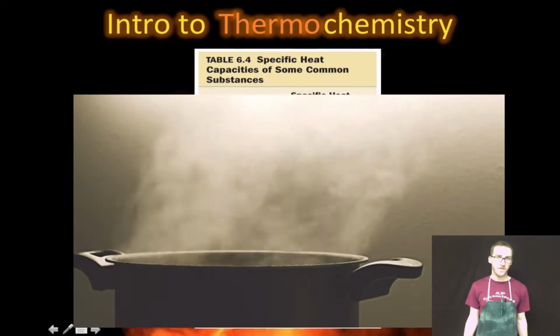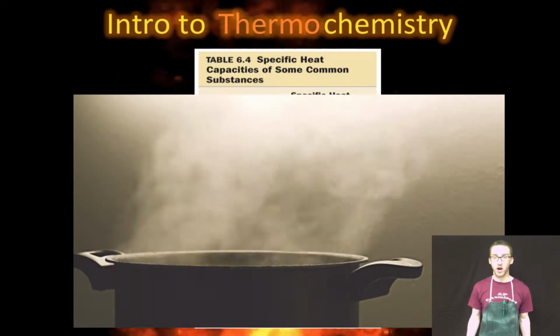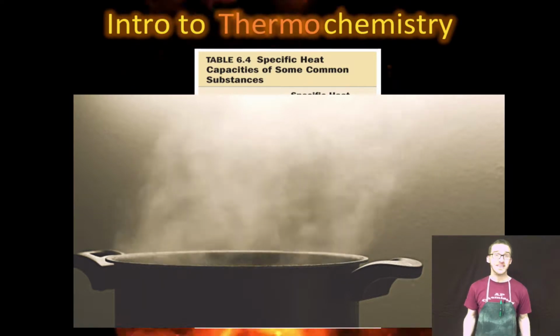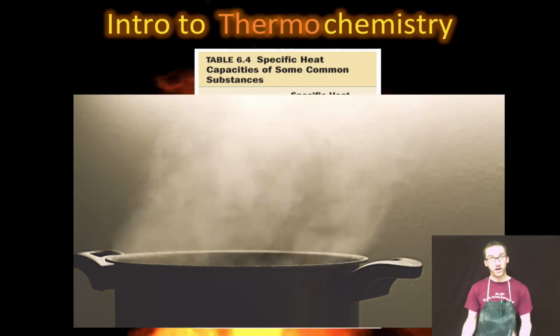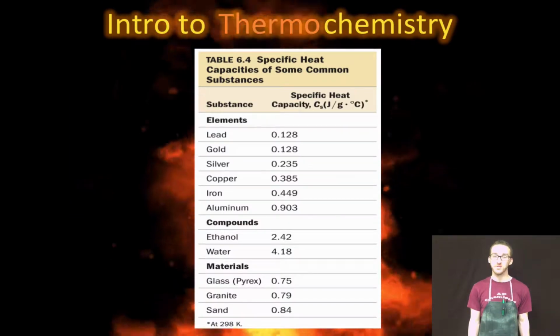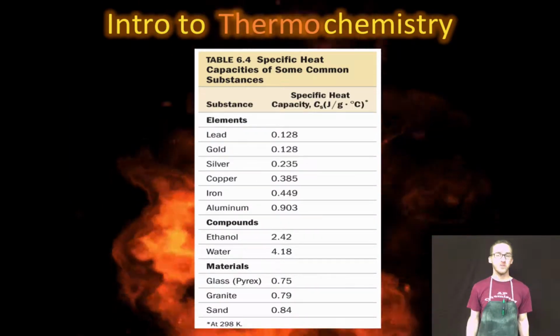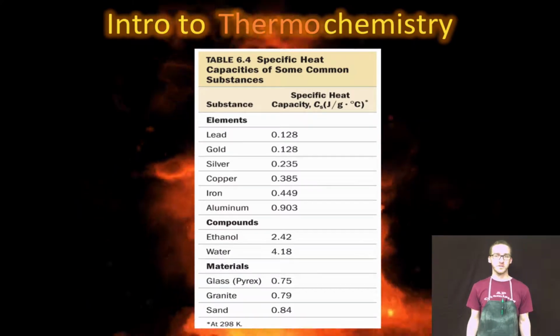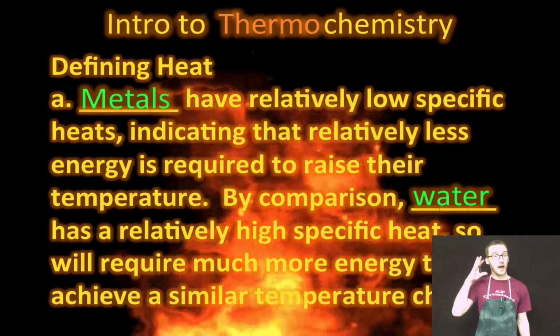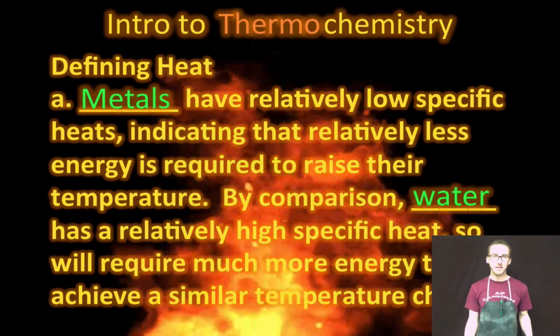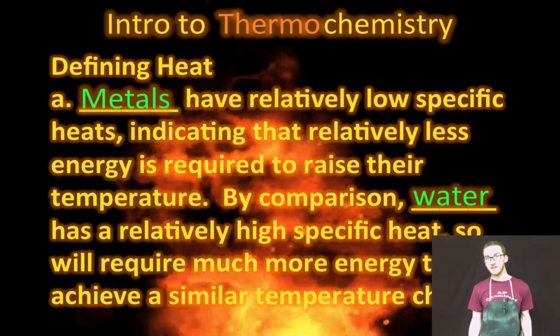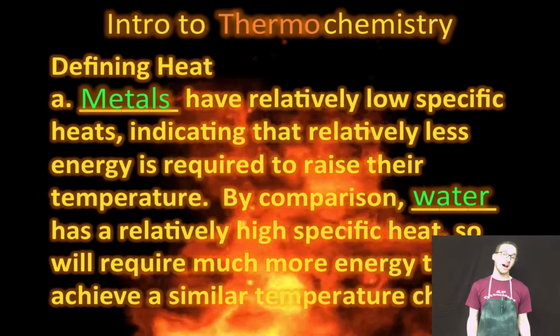Great way to think about that is to think about a pot of water on a stove. The metal pot is going to get hot really quickly, but it takes forever to get the water to boil. You have to put a lot more energy in order to get that water to increase a degree Celsius. Again, as you think about trying to wrap your mind around the idea of specific heats, compare those 2 things. Metals have relatively low specific heats, while water has a relatively high specific heat.